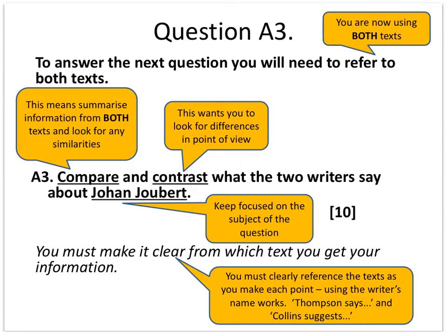So you need to say, in text A it says this, and in text B it says that. Okay, so you need to make it very explicit. You must, as it says there, clearly reference the text as you make each point. And a good tip is to use the writer's name. So Thompson says, and Collins suggests.